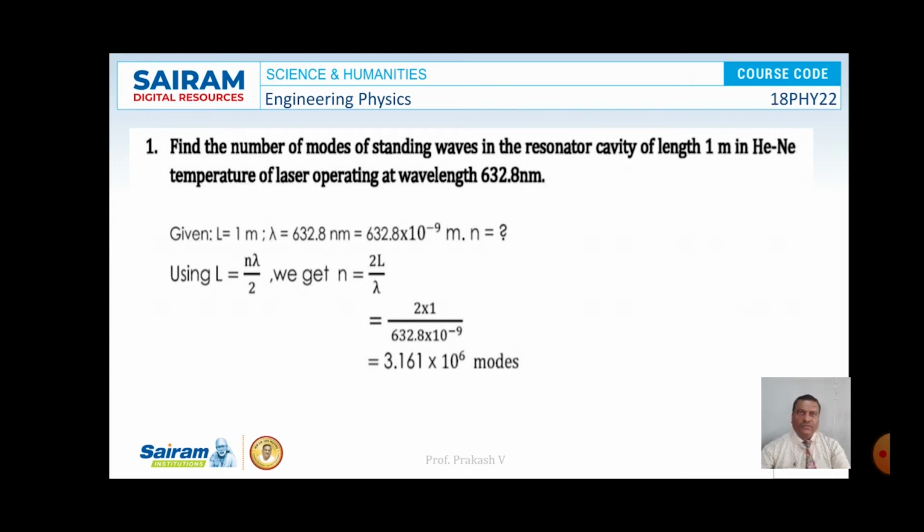So L is n lambda by 2 and the value of n is 2L by lambda. The value of L is given as 1 meter and lambda is 632.8 nanometer. Substituting the values in the formula and on simplification the value of n is 3.161 into 10 to the power of 6 modes. This is the number of modes calculated, and this is the solution for this problem.